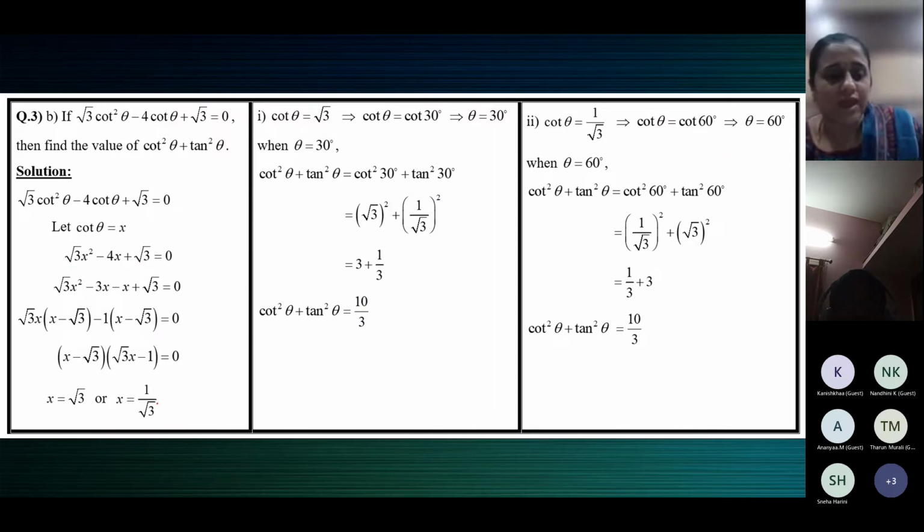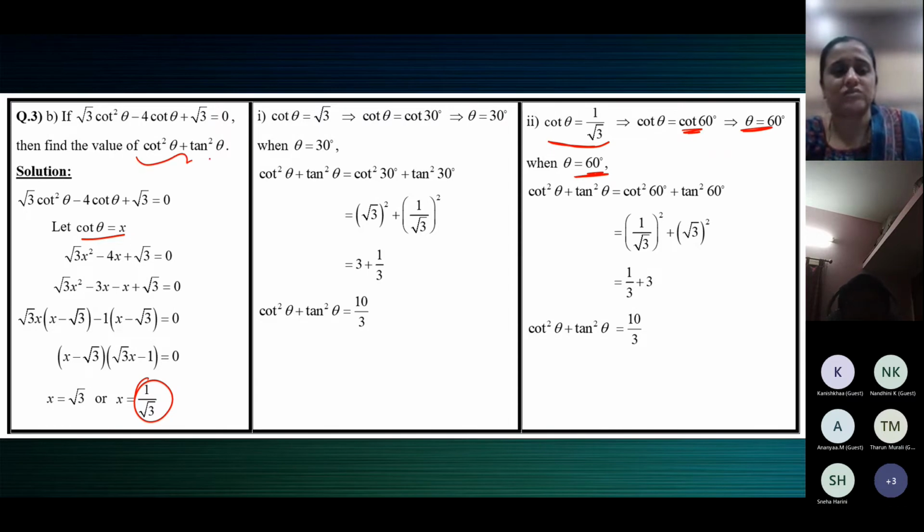And when x is 1 by root 3, it means cot theta is 1 by root 3 because x is cot theta. So 1 by root 3 is cot 60 degrees, which means theta is equal to 60. So when theta is 60, what is the value of this one? Cot square 60 plus tan square 60, which is again 10 by 3.